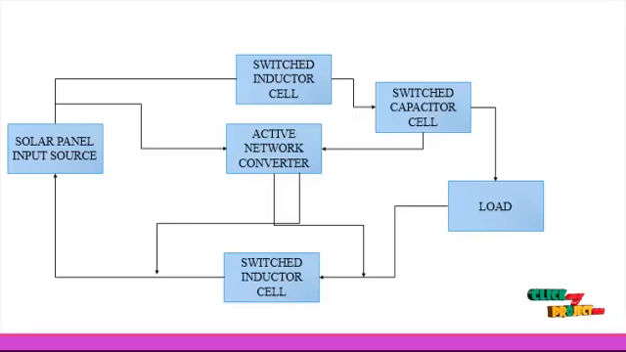Here the capacitor and inductor cells boost the voltage up to some level, and using the active network converter the voltage is boosted again, twice, at the output of the switched capacitor and switched inductor. So the overall conversion efficiency is increased using this type of converter. If we use switched inductor and switched capacitor separately, they have large sizes. So using this kind of topology, the overall system size is reduced. Finally the output is connected to the load. Here the load can be a resistive load, or maybe an inductive or capacitive load.